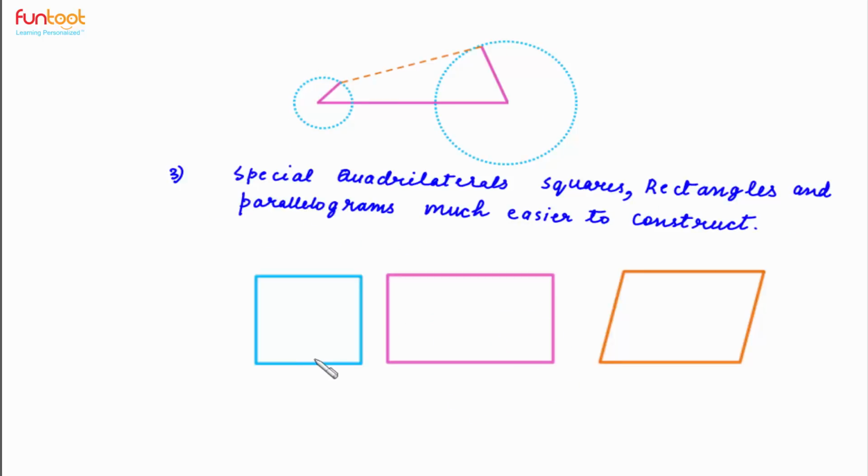And special quadrilaterals such as squares, rectangles and parallelograms are much easier to construct. So in a square, we require only one piece of information, that is the measure of each side. In rectangles, we need two pieces of information, that is length and breadth. And in parallelograms, we need three pieces of information, that is the length of the two sides and one angle, to construct it.